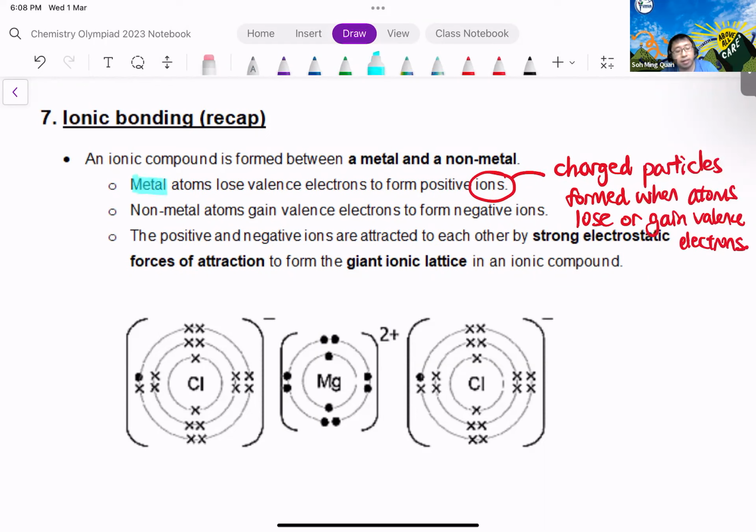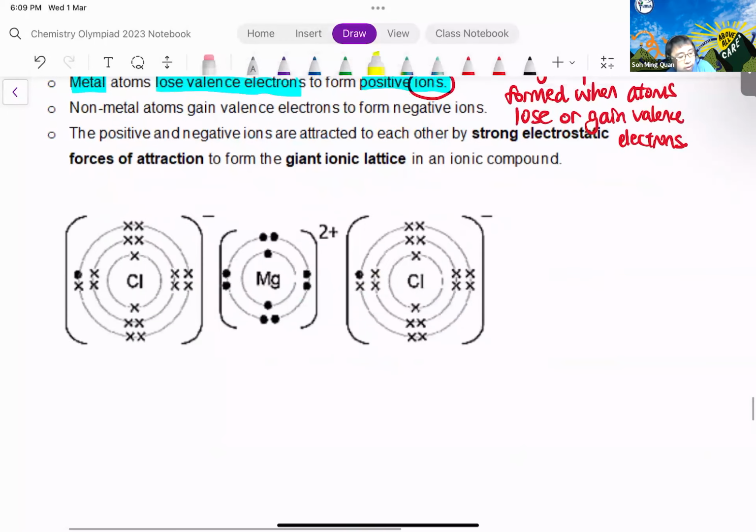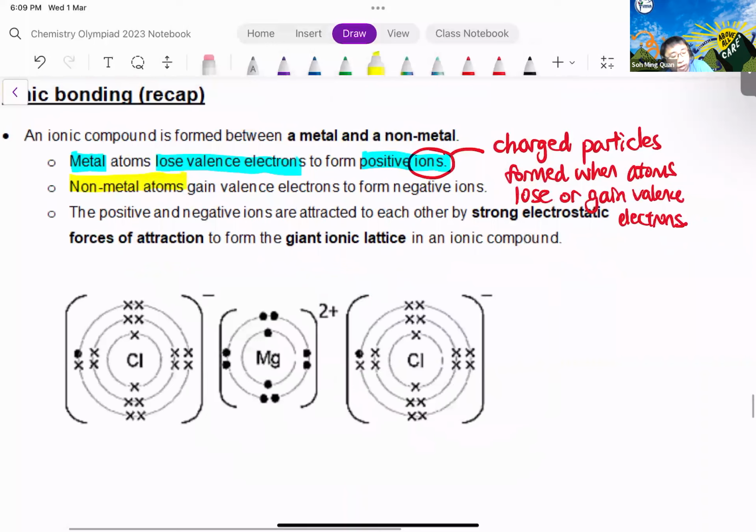Metals lose valence electrons and they form positive ions. Lose electrons, it becomes positive because electrons are negative. You lose negative charge, so you become positive. On the other hand, non-metals gain valence electrons, they form negative ions, okay? You gain electrons, you form negative ions.